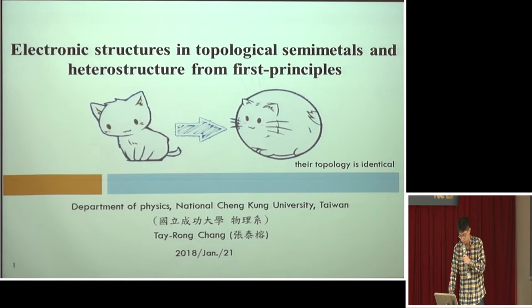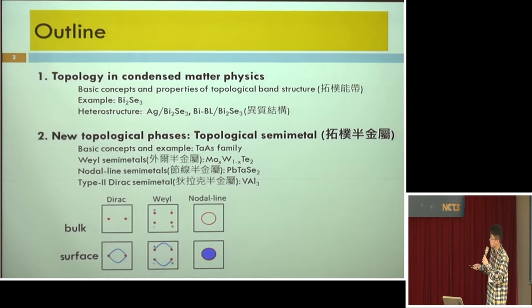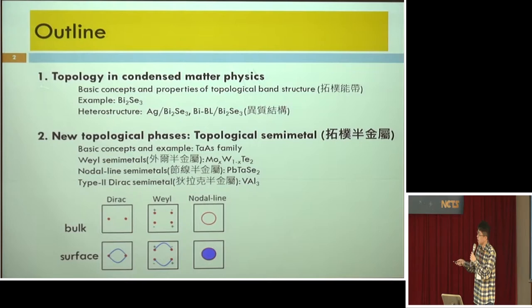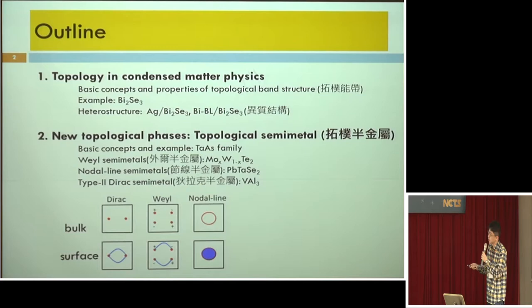At the beginning, I'll very briefly introduce the basic concepts and properties of topology in condensed matter systems, and then I'll give an example, a typical topological insulator, Bi2Se3, and also discuss its heterostructures. In the second part, we'll focus on the semimetallic phase. We'll discuss three typical topological semimetals: Weyl semimetal, nodal-line semimetal, and our recent work on Dirac semimetals.